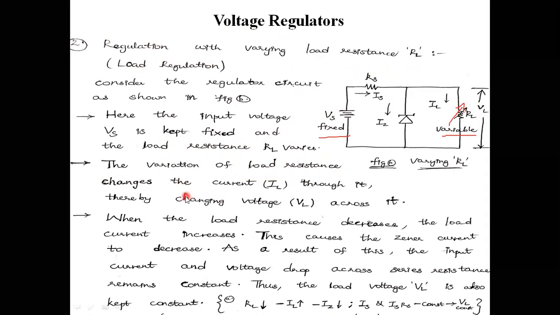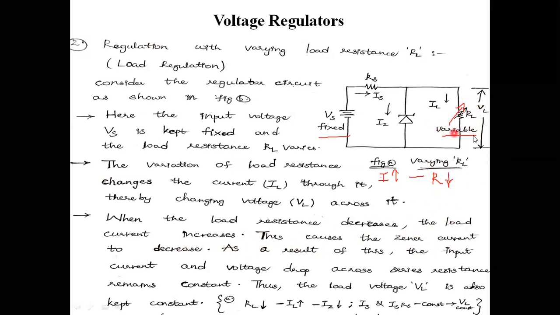The variation of the load resistance changes the load current. When the load resistance decreases, the load current increases. Normally, if the current increases, the resistance decreases, and vice versa. Resistance increases means current decreases. By using this basic notation, when the load resistance decreases, the current will increase. This causes the GNR current to decrease.